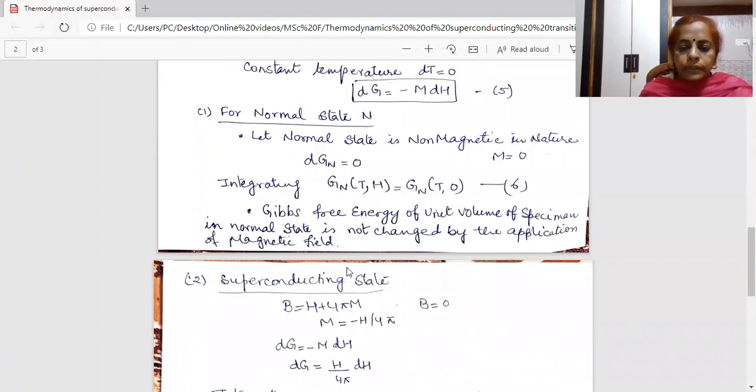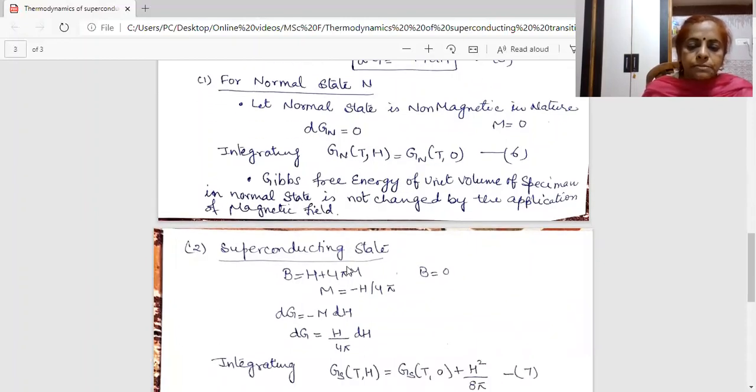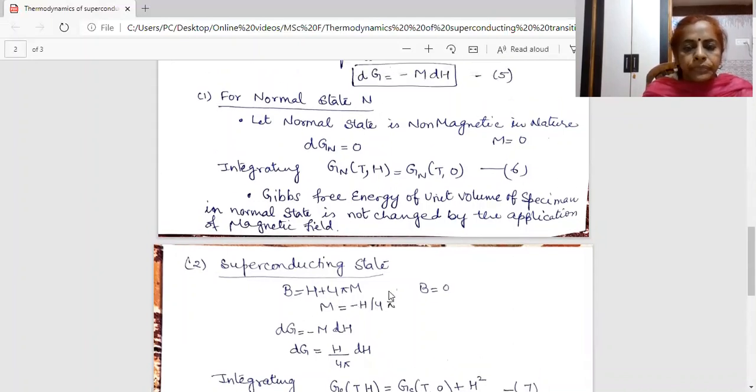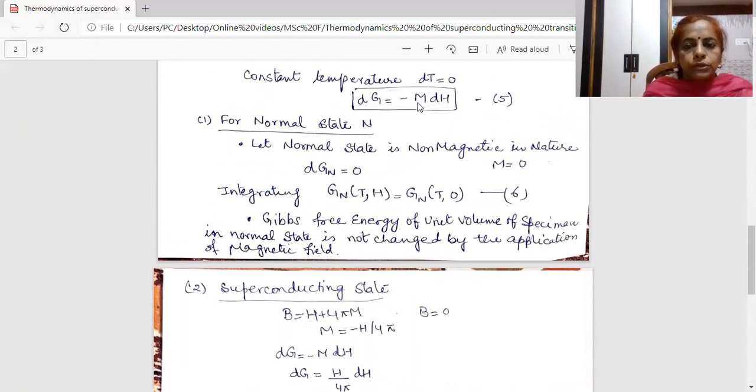Since we know that a superconductor follows the Meissner effect, B must be equal to 0. We know that B is equal to H plus 4 pi M. Putting B to be 0, we get M equal to minus H upon 4 pi. Since we know the value of M, I am putting it in my general expression for the change in the Gibbs free energy.